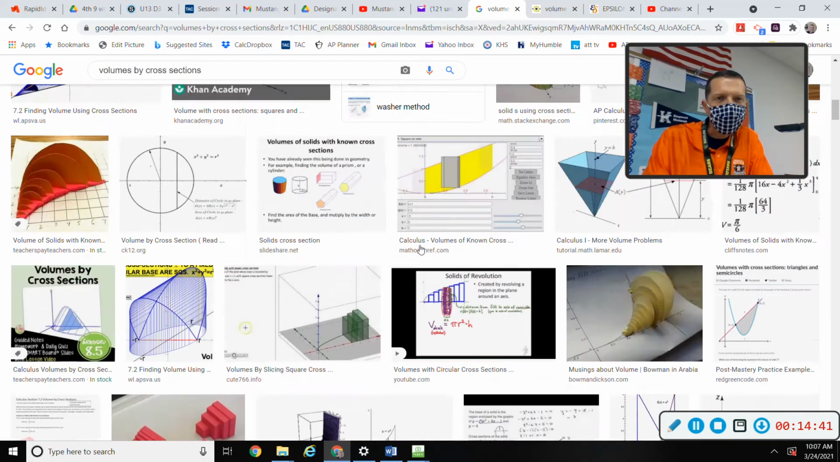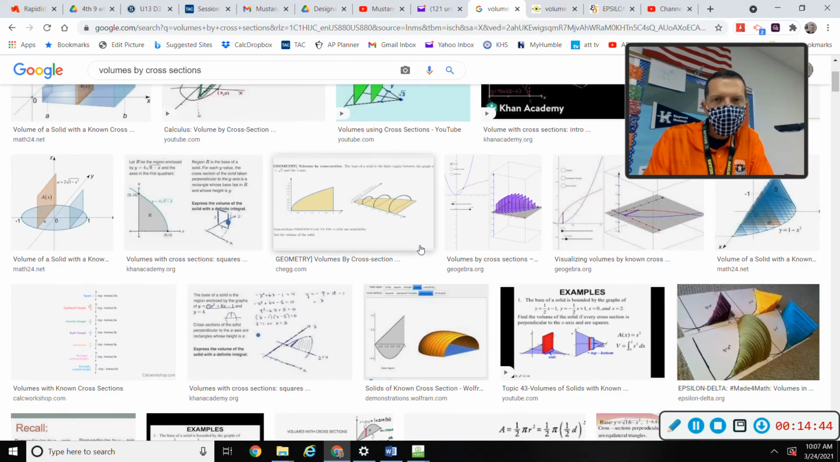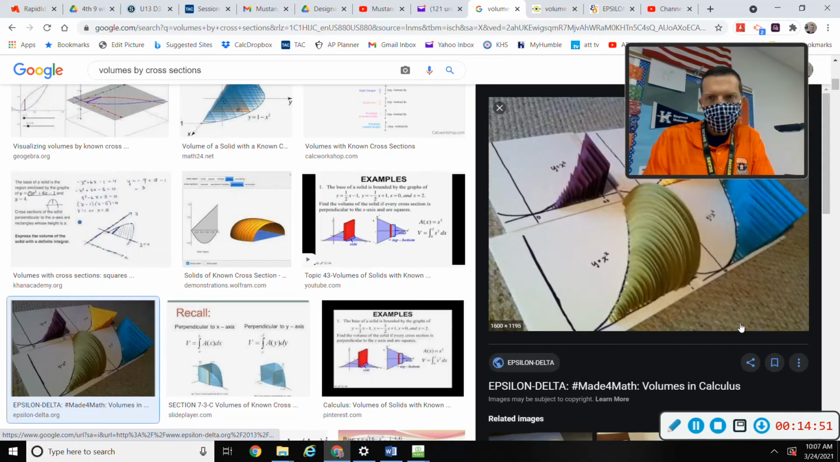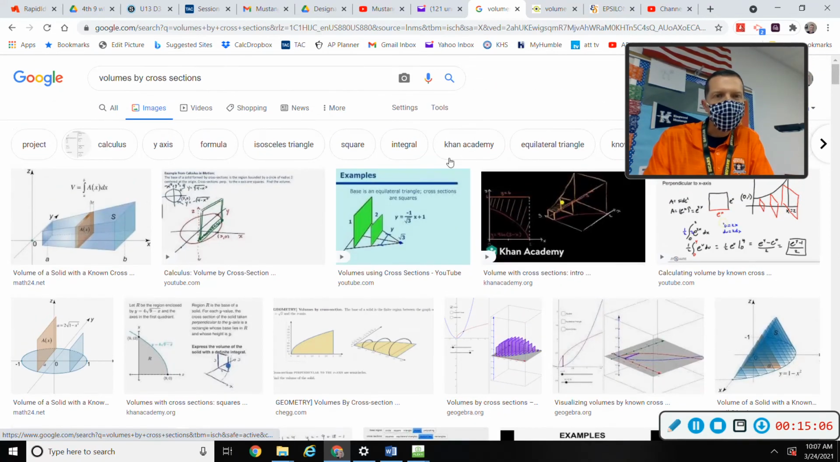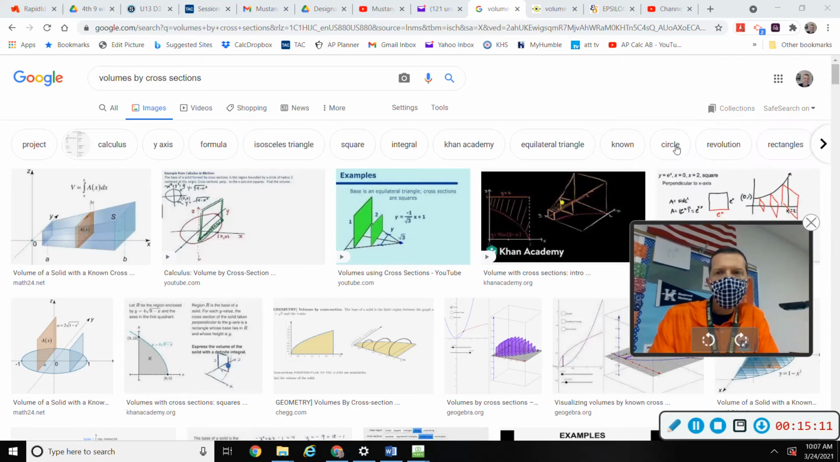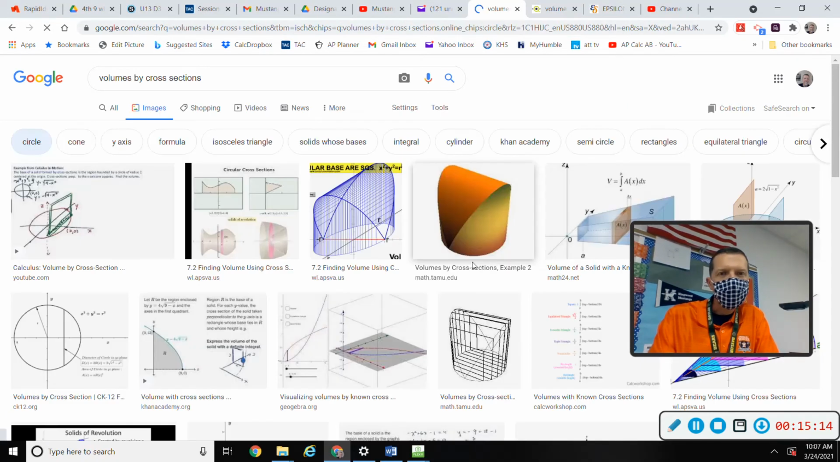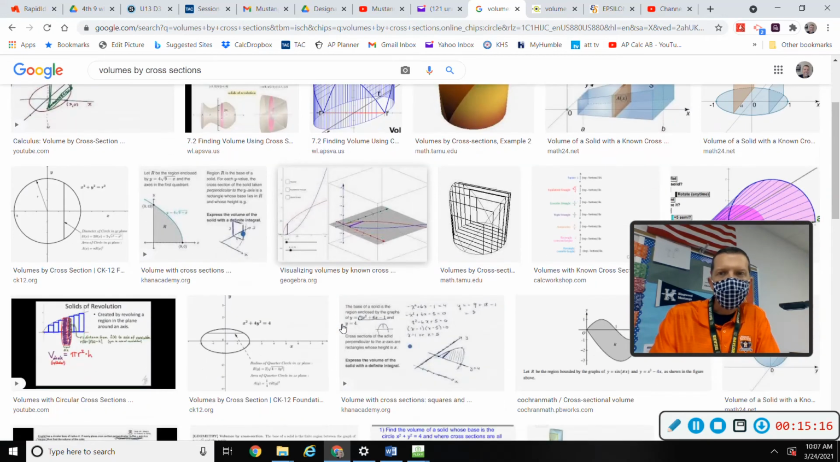There was a picture with semicircles somewhere in here. This one had semicircles, yeah. So the base wasn't a circle, the base was this parabola looking thing, but it has all these semicircles coming up out of the page. So that's what we're gonna do next. Let's see if there's any other semicircles. All those have a base circle.